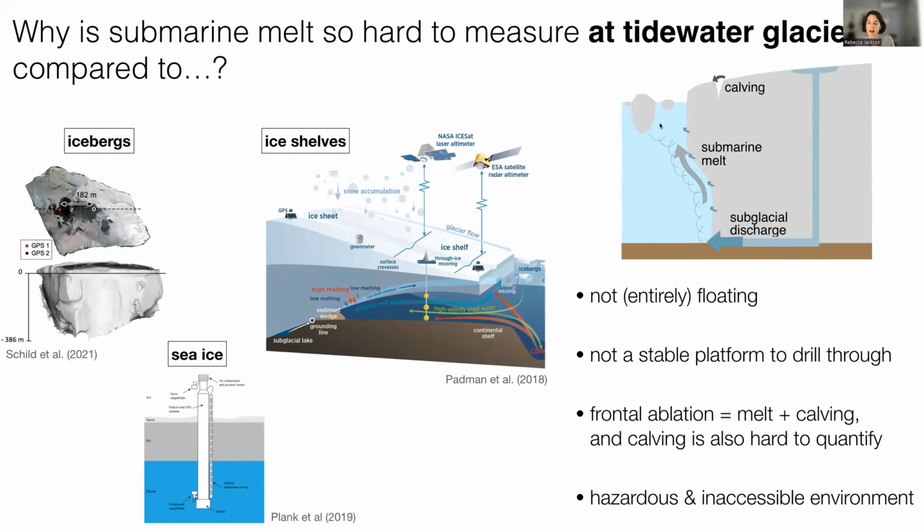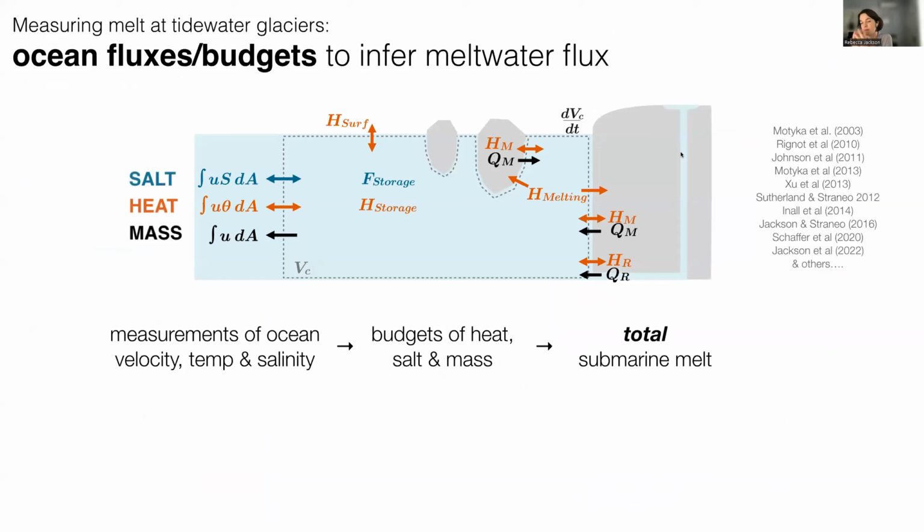So overall, we have a real lack of observations of direct submarine melting. But I'll mention two approaches that have been getting us some of these numbers observationally. So one, maybe the most widespread approach for measuring submarine melt at tidewater glaciers, has been looking at ocean fluxes or budgets, where the basic idea is that if we make measurements of ocean velocity, temperature, and salinity at some location in a fjord or the ocean, we can try to calculate the budgets of heat, salt, and mass for the water upstream, and then use that to infer the total submarine melt flux coming off the glacier.